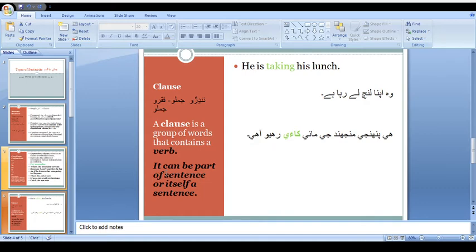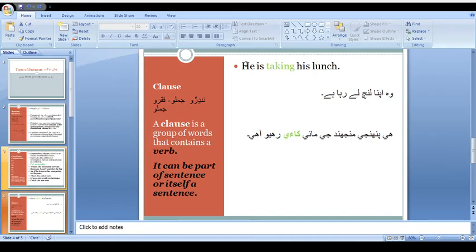The sentence you have on the screen gives you proper meaning. He is taking his lunch. Now you can see, a group of words. Yes, it is a group of words. Is there a verb? Yes, there's a verb which is highlighted in green. Does it give a complete sense? Yes, it is giving a complete sense. So this is a simple sentence which consists of one clause.